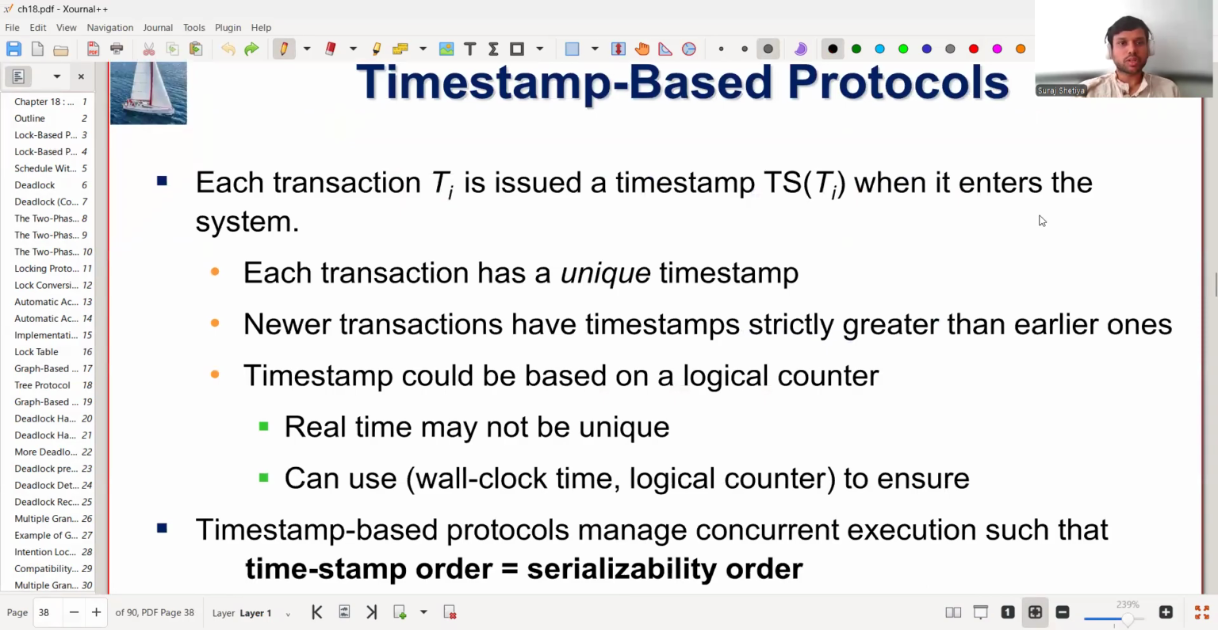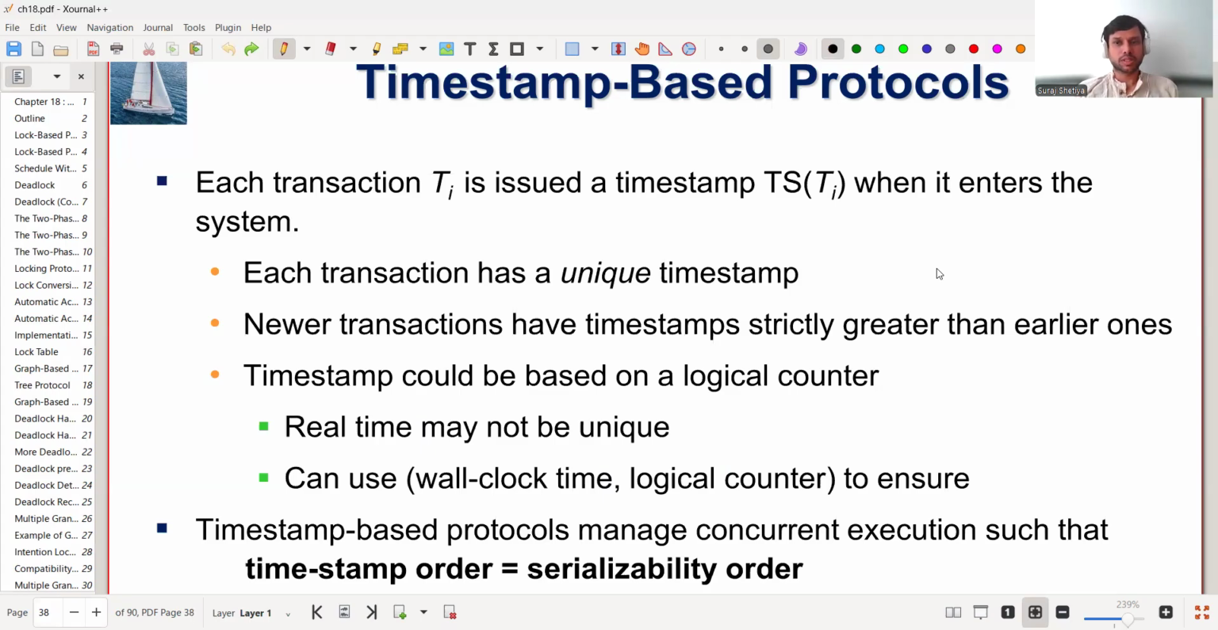So timestamp based protocol says that whenever a transaction comes, we'll allocate it a new timestamp, right? And this timestamp is based on a first come first serve basis. For example, let's say that there are a bunch of transactions that come in, and we allocate them these timestamps, so the first guy gets a timestamp of 1, the second guy who comes gets a timestamp of 2, and so forth. So it is unique. Every transaction gets a unique number, right?